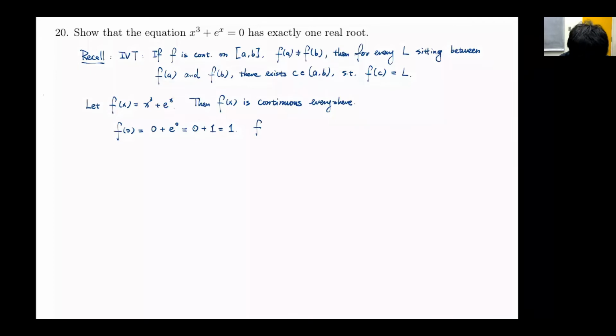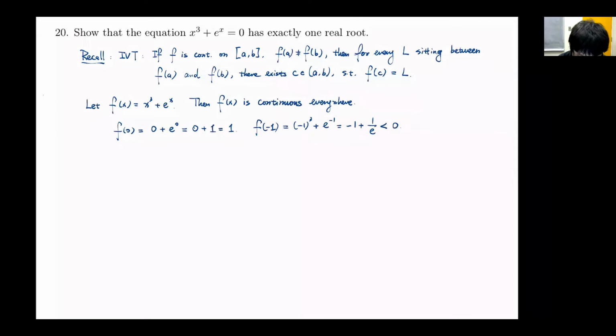So we try f of -1. We get (-1) cubed plus e to the -1 power, which is -1 plus 1 over e. Well, 1 over e is about 1 over 2.7 or 1/8, etc., and this is a number strictly less than 1. A number strictly less than 1 together with the -1 will give us a negative number.